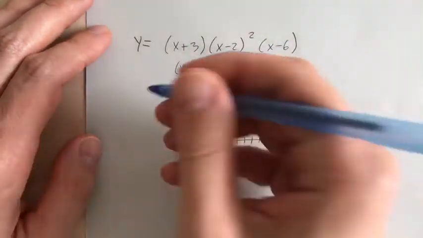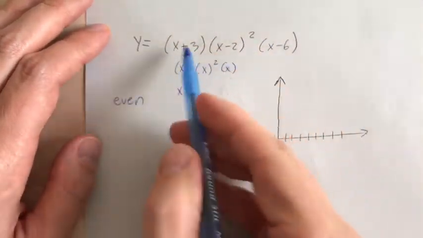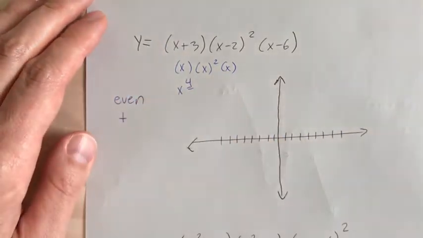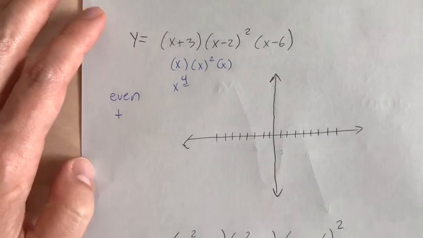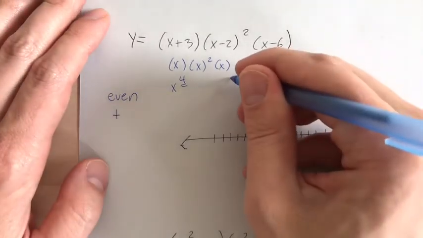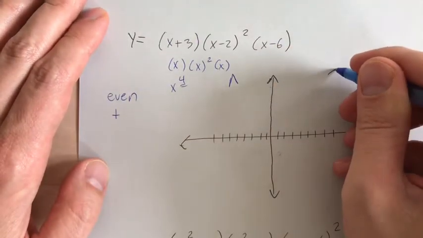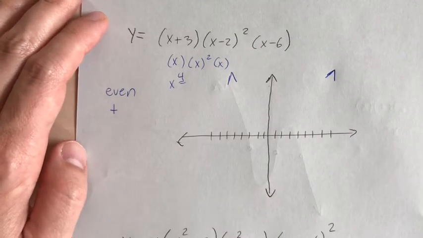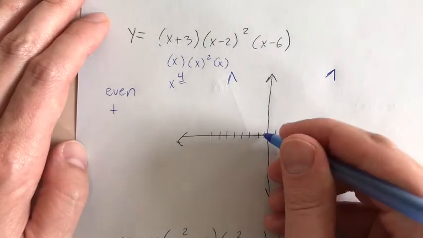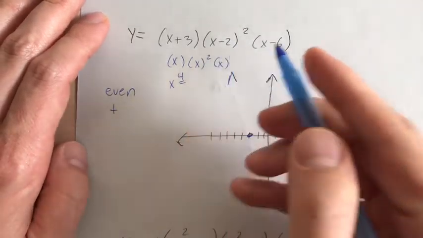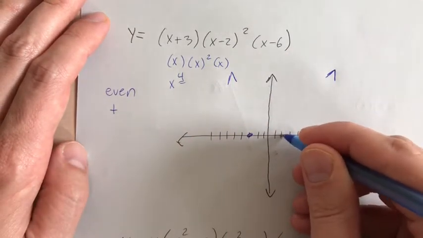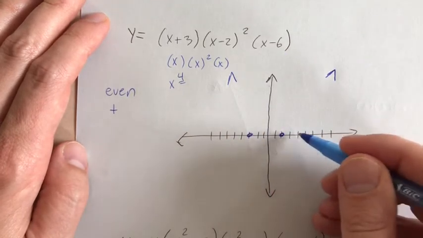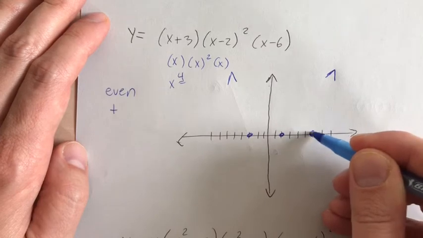But this time, the leading coefficient is, there's nothing there, so we're going to assume it's positive. So we have an even polynomial with a positive leading coefficient. So both arrows are going to be up this time if you refer back to the chart from last time. And let's get our intercepts. So x plus 3 is going to give us a -3 intercept. X minus 2 is going to give us a 2 intercept, and x minus 6 is going to give us 1, 2, 3, 4, 5, 6, a 6 intercept.